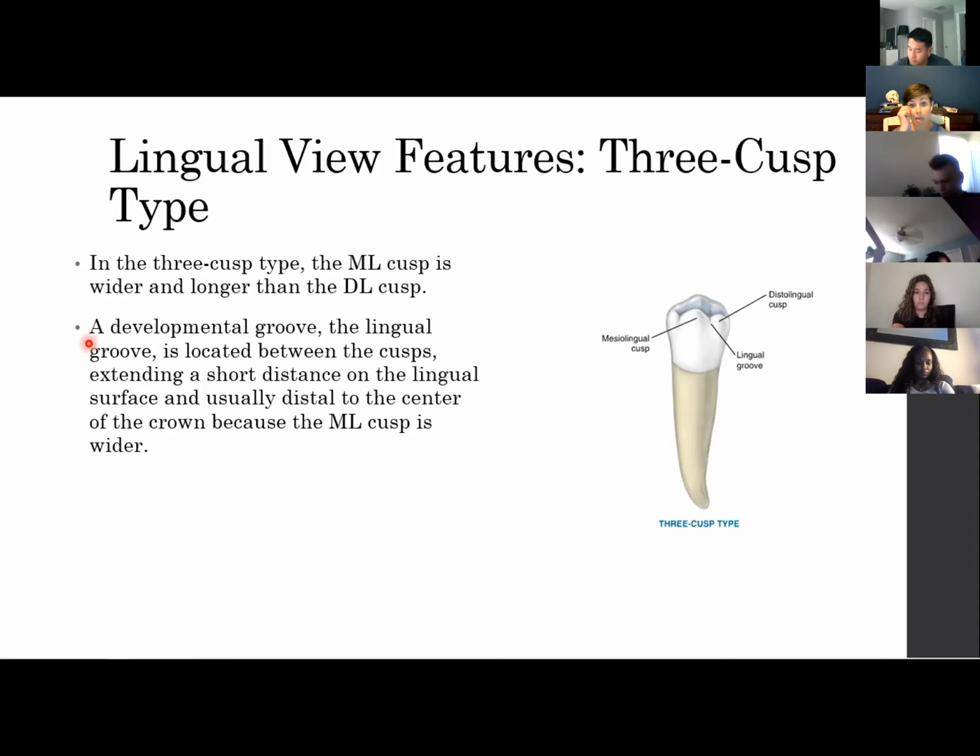Okay, so the mesiolingual cusp is wider and longer than the distal lingual cusp. So mesiolingual cusp is here, distal lingual cusp is here, right? So this one's wider than the other. A developmental groove, the lingual groove, which is in between the 2 cusps, extends a short distance on the lingual surface and is usually distal to the center of the crown because the mesiolingual cusp is wider. So because this one's wider, it offsets that groove to be a little bit more to the distal. Okay, does that make sense?